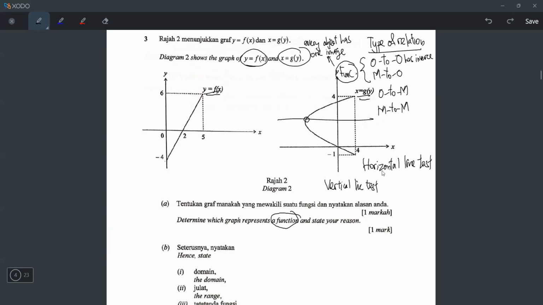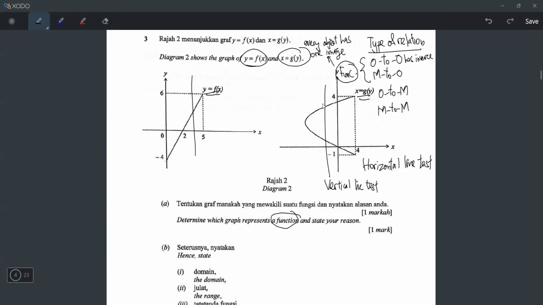So I repeat again, horizontal line test is to test whether it has an inverse or not. And then the vertical line test is to test whether it is a function or not. So if I draw a vertical line like this, and if the vertical line only intersects the curve at one point, it means it passed the test. It means it's a function.